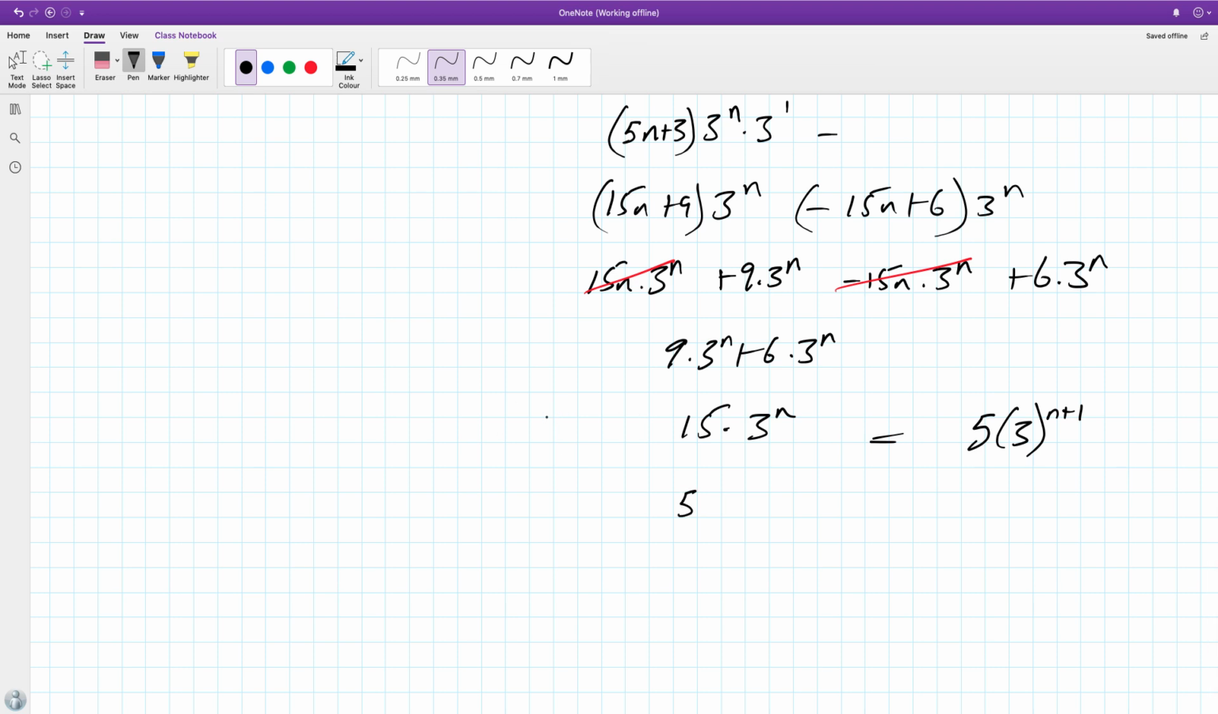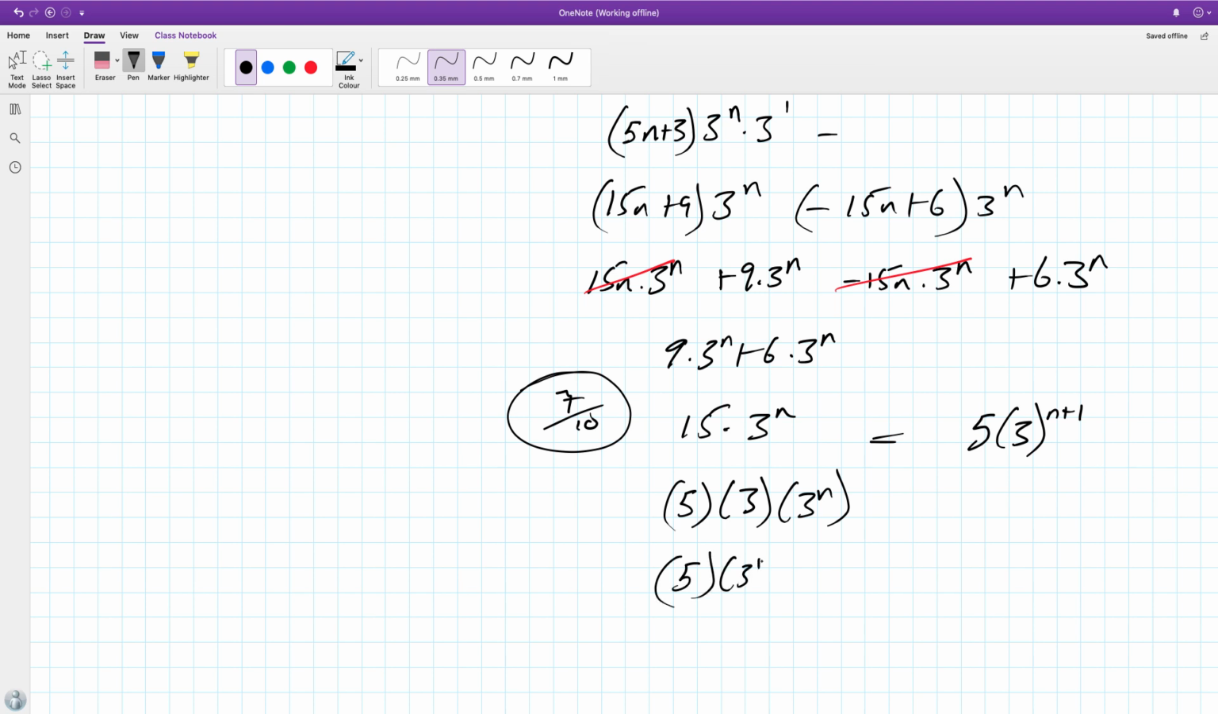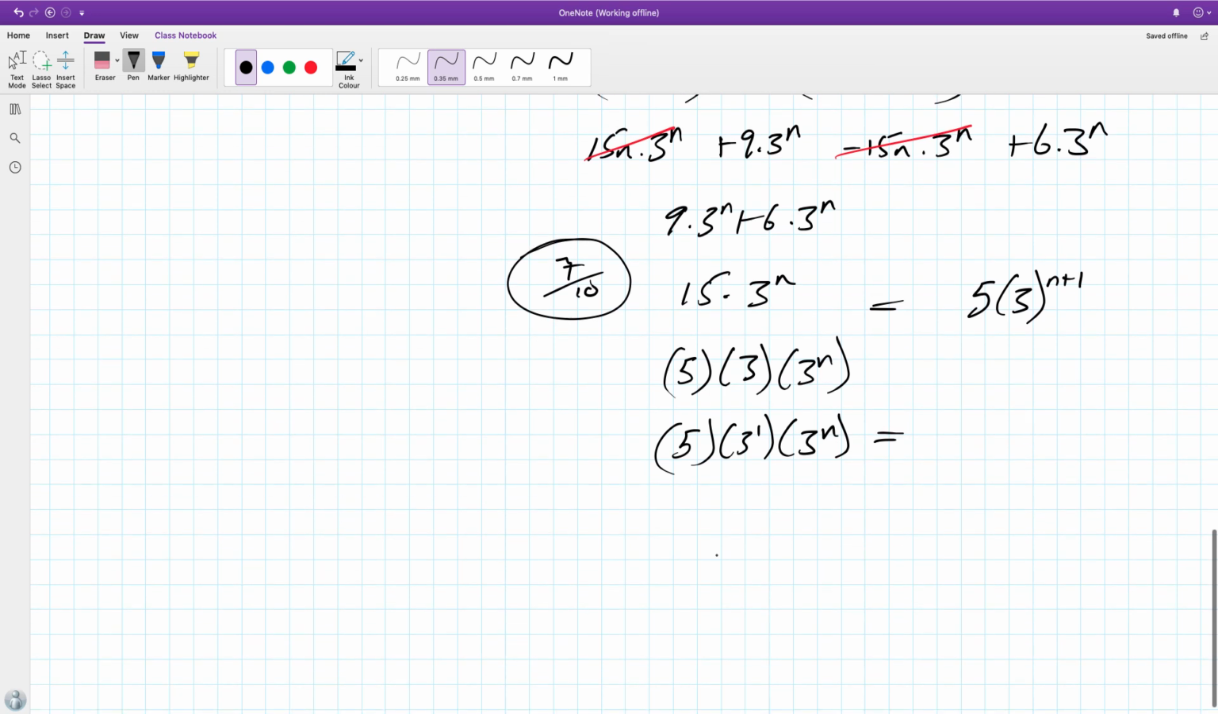So if this was a 10 marker, you've 7 out of 10 for getting that far, right? Let's get our last 3 marks. What you say we're going to do with them? So we're going to say 5 by 3 to the power of n. What's 3 to the power of? So that's 5 by 3 to the power of 1 by 3 to the power of n. Base is the same. What to do with my powers? 5 times 3 to the power of 1 times 3 to the power of n is equal to 5 times 3 to the power of n plus 1. There's your last 3 marks.